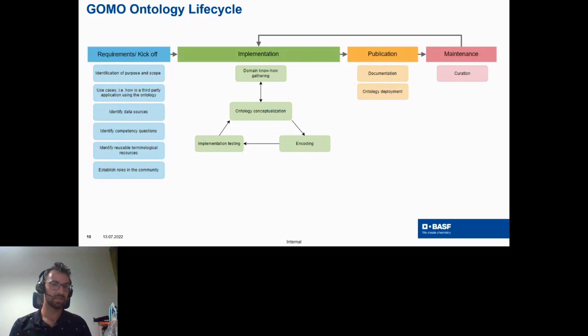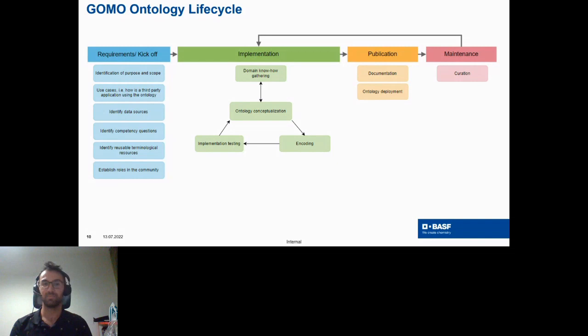And once all of this is ready, it is published, and then we go to the last part, maintenance. In this part, the ontology is being consumed, and we have a standardized workflow for curation where we can see if new requirements are needed, and then we could have the elicitation of these new requirements going back into the implementation phase.